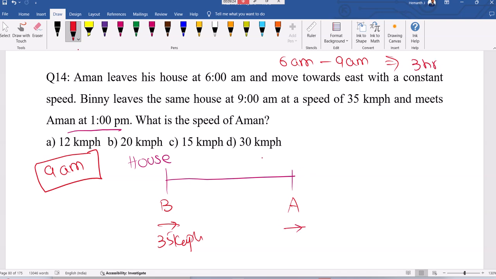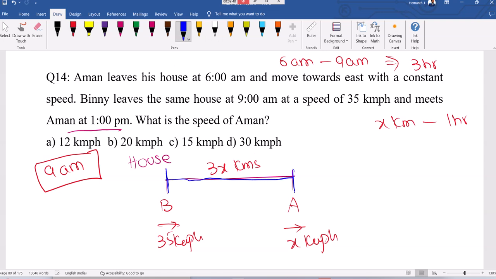Now both of them meet at 1 p.m. Let's say speed of Aman is x kilometer per hour, so in 1 hour x kilometers. In 3 hours, he has already covered 3x kilometers. Aman from the house has already covered 3x kilometers. He is 3x kilometers away from Binny at the house.